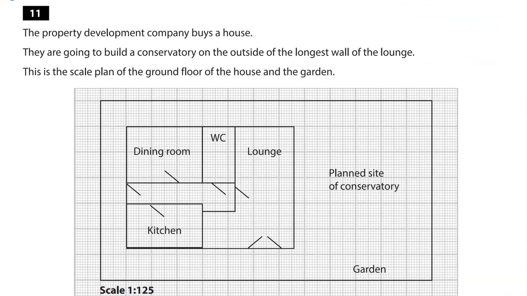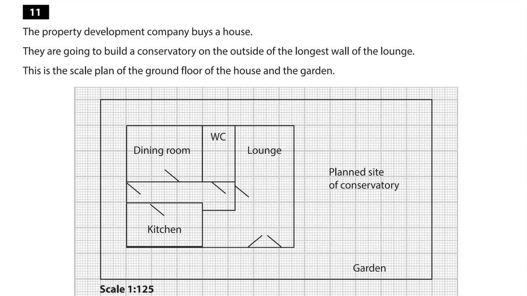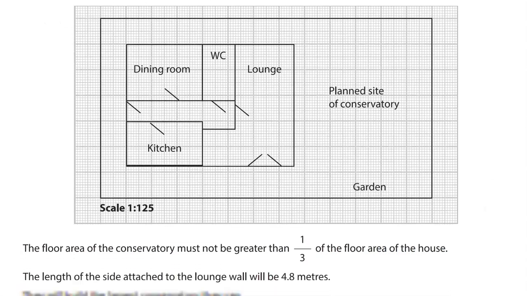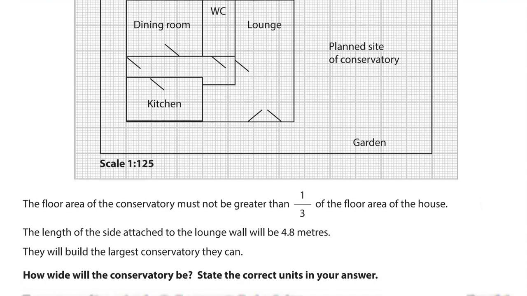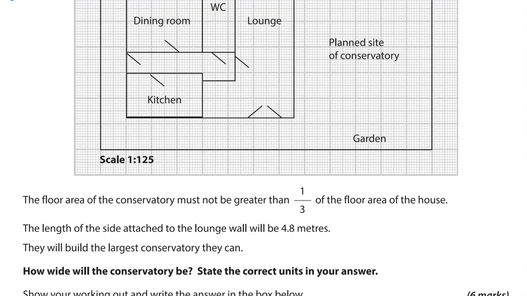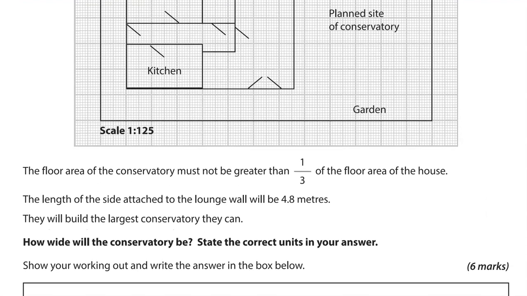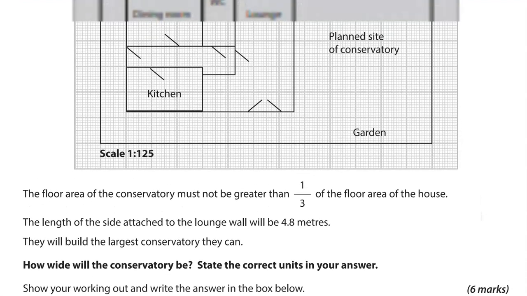The property development company buys a house. They're going to build a conservatory on the outside of the longest wall of the lounge. This is a scale plan of the ground floor of the house and the garden. The floor area of the conservatory must not be greater than 1/3 of the floor area of the house. The length of the side attached to the lounge wall will be 4.8 meters. They will build the largest conservatory they can. How wide will the conservatory be? State the correct units in your answer. Show your working out and write the answers in the box below.